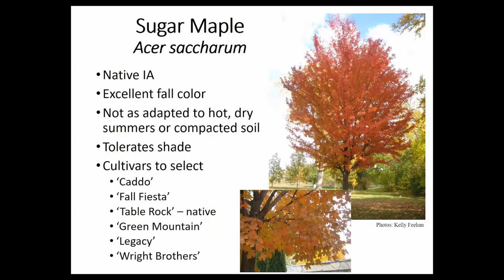Sugar maple can be a challenge because it's not as adapted to our hot, dry summers, and they're not well adapted to compacted soils. They do tolerate shade. So cultivar selection is very important, and I list there some of the cultivars that we do recommend for Nebraska. So if they're recommended for Nebraska, I'm sure they'll do just fine in Iowa where it's native.